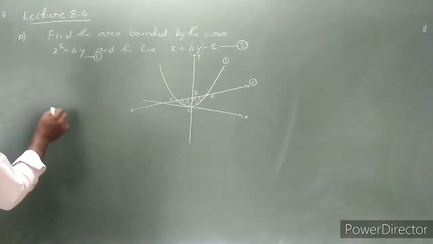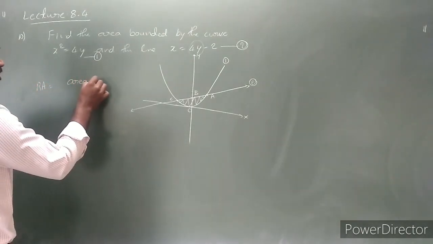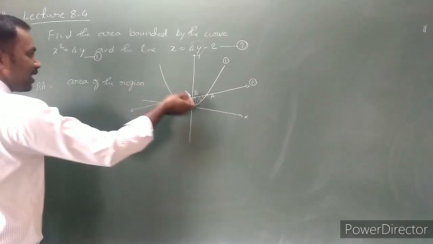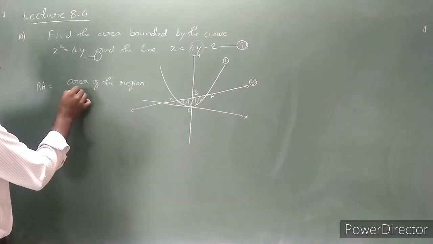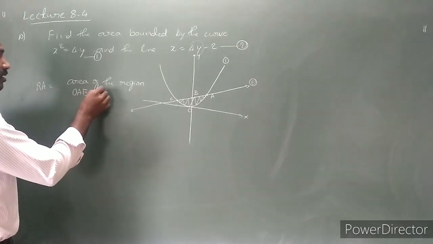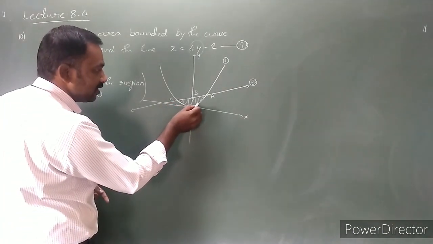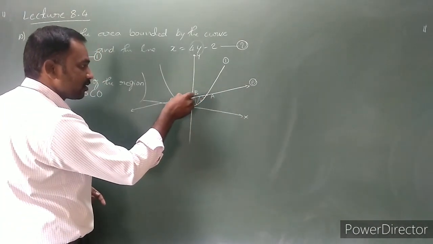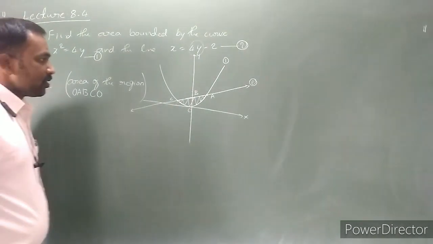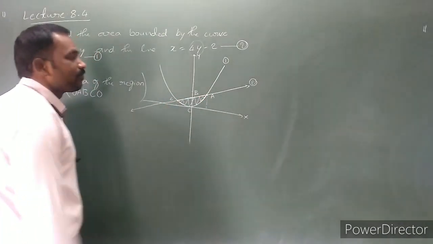Now, what is the required area? Therefore, the required area is equal to the area of the region. Once you have the diagram, you can easily find it. What is the area of the region? O, A, B, C, O. This is the required area of the region. How to find this one? To find the area of this, I just start here.